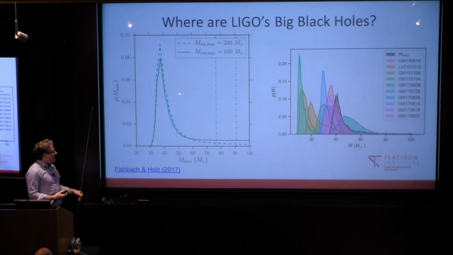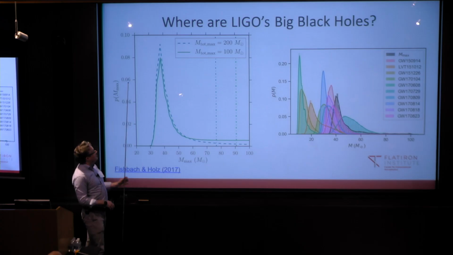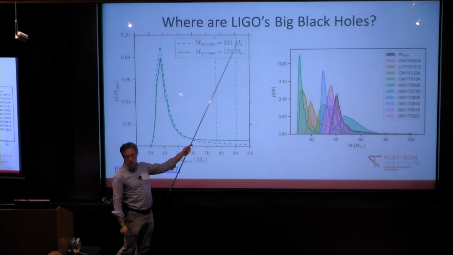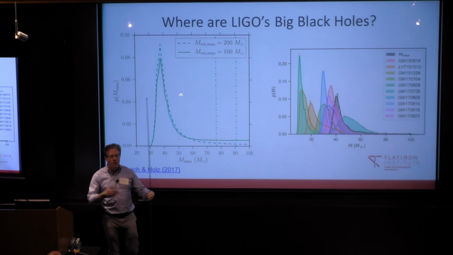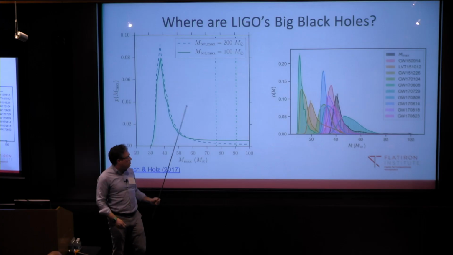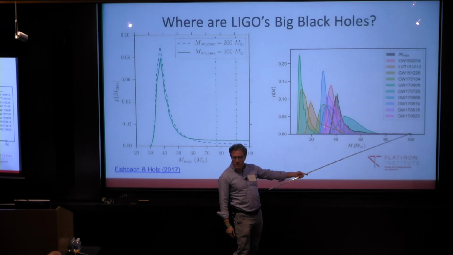So this was first pointed out fairly early on when we only had 10 sources. There's a great paper by Maya Fischbach. It's literally called Where Are LIGO's Big Black Holes? And that is the idea. LIGO should be able to see black holes up to hundreds of solar masses, given its frequency sensitivities. At that point, we had observed 10 black holes, and not a one of them was above 50 or 60 solar masses. Where are these guys?